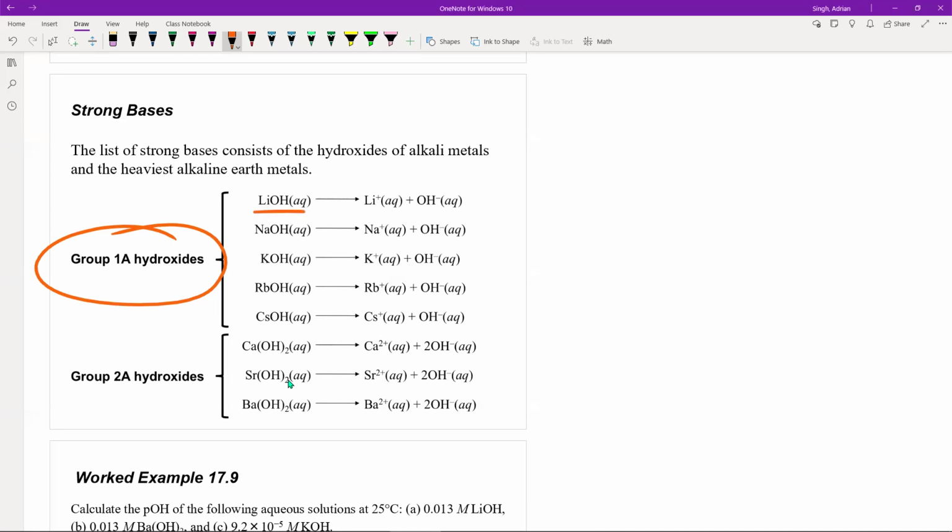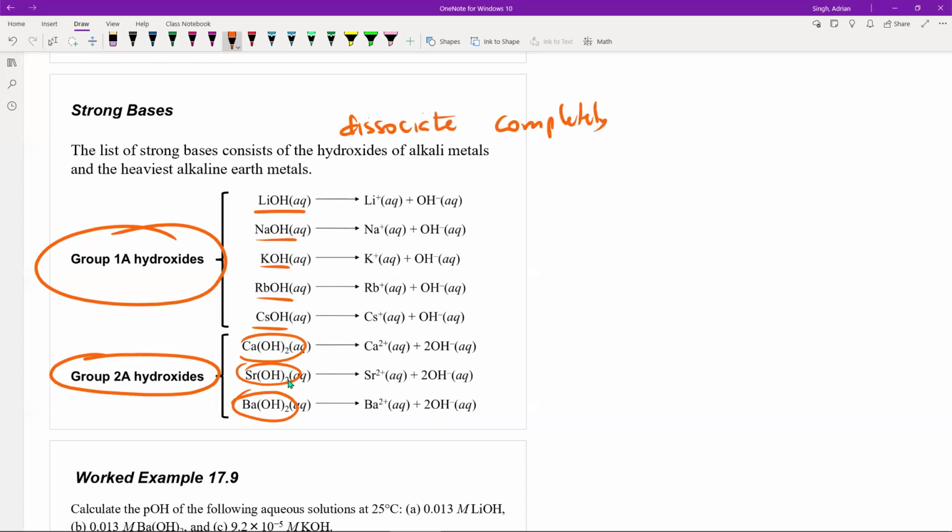hydroxide. So lithium hydroxide, sodium hydroxide, potassium, rubidium, cesium hydroxide, and also the group 2A hydroxides, the group 2A elements that are further down in that group. So the heavier of the alkaline earth metals, right? So things like calcium hydroxide, strontium hydroxide, barium hydroxide. If you look in the periodic table, you'll see these are all closer to the bottom of that group. They're the heaviest. So these are the ones that are the strong bases, and just like the strong acids, they will dissociate completely in aqueous solution.